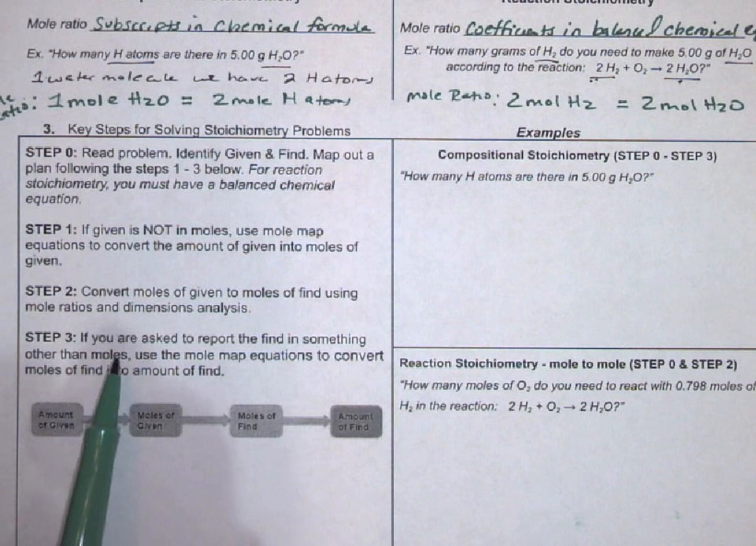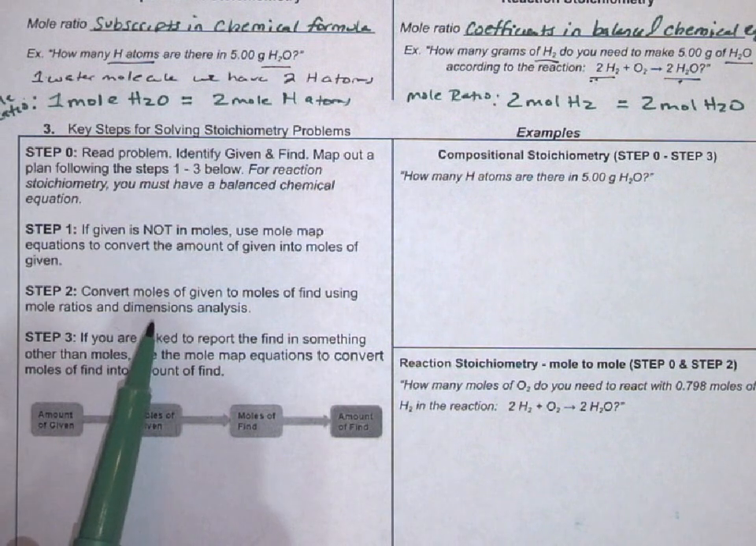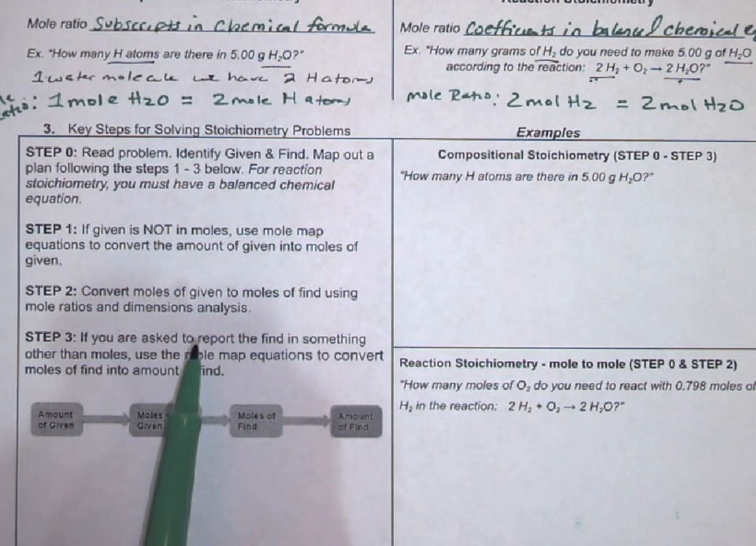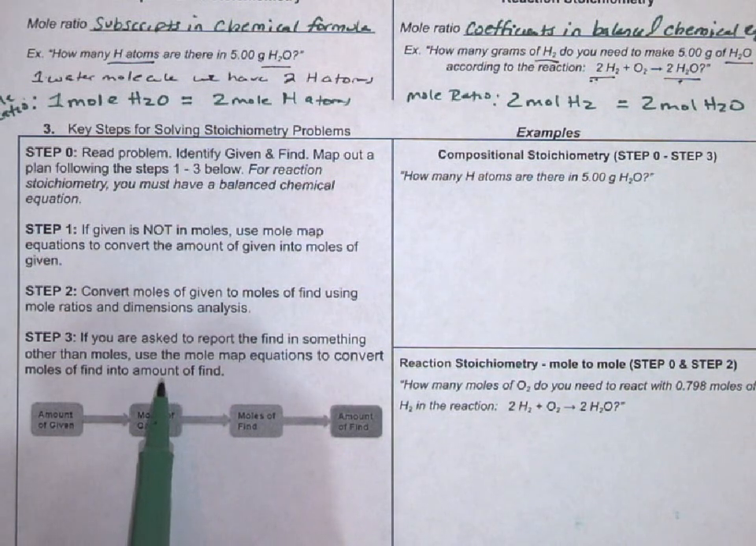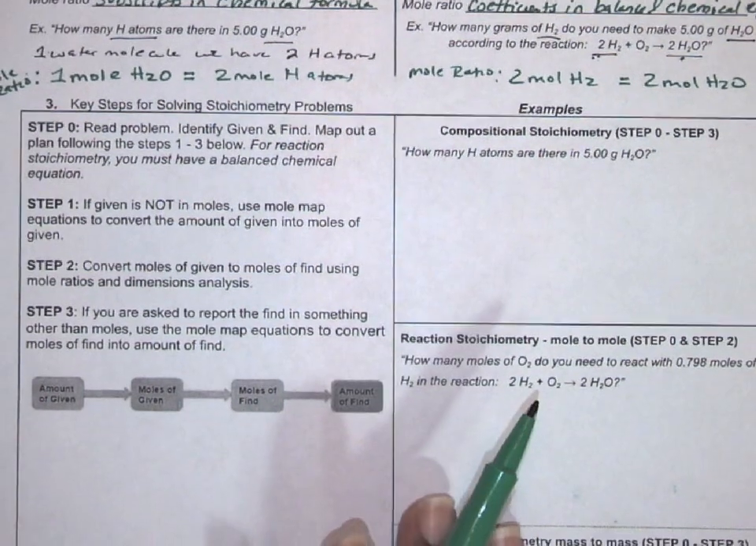And then the third step is if you're asked to report the find in something other than moles, because right now in step 2 you have the moles of what you're asked to find, the substance you're asked to find. But let's say they want the mass of what you're asked to find. Then once again you're going to use your mole map equations to convert from moles of find into the amount of find as requested.